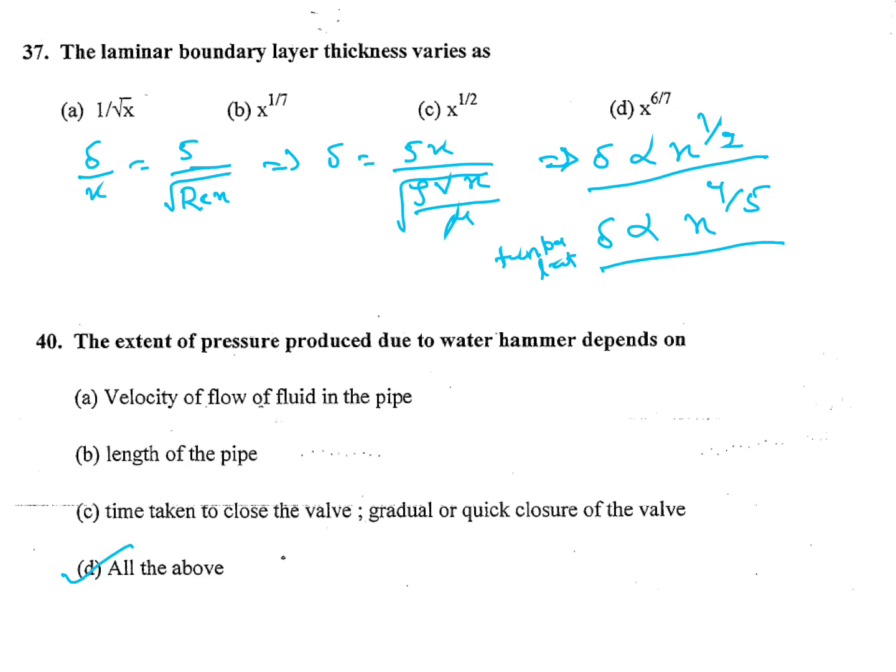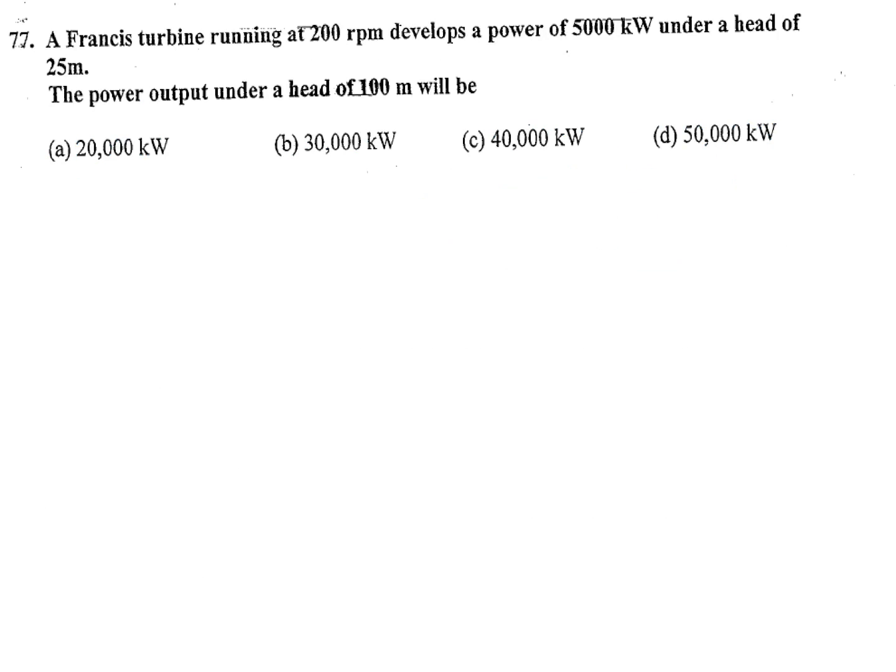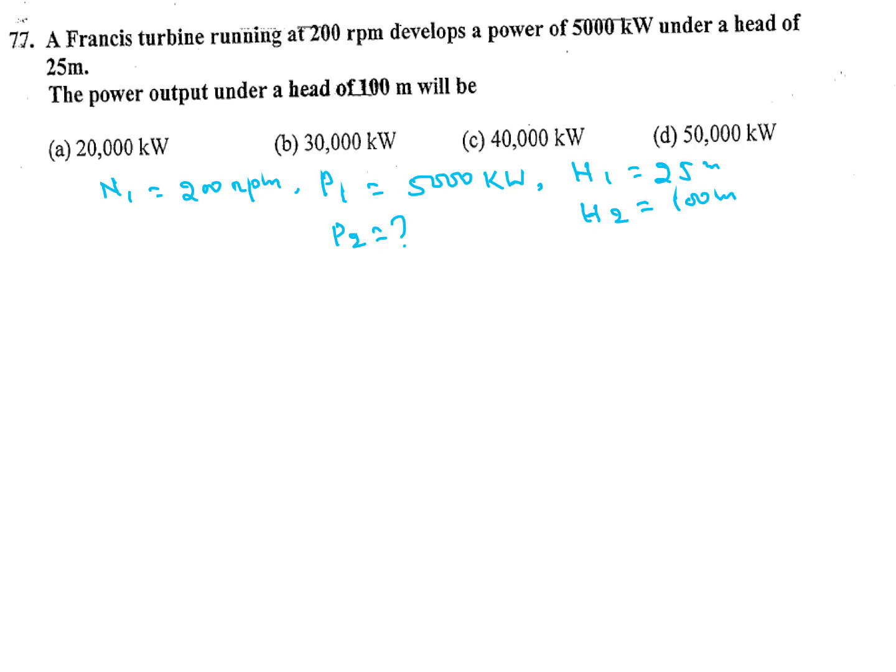A Francis turbine running at 200 rpm develops a power of 5000 kilowatt under a head of 25 meter. The power output under a head of 100 meter will be how much? So data given are N1 equals 200 rpm, P1 equals 5000 kilowatt, head in case 1 is 25 meter, head in case 2 is 100 meter. So power in case 2 we have to calculate. First we will calculate N2, then we will go for P2.